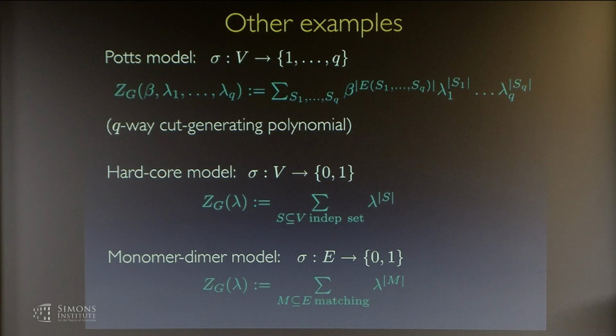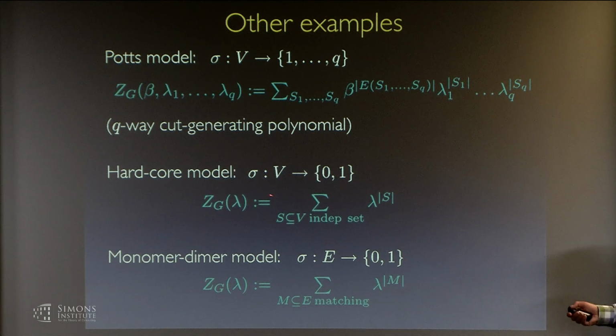So other examples, which I'm not going to talk about in detail, will no doubt come up tomorrow and throughout the semester. For example, in the Potts model, instead of just having 2 spins, it's like a generalization of the Ising model in which you have q different spins. You have a field associated with each spin, and again you're looking at cuts, so you count edges that connect unequal spins. So it's like a q-way cut generating polynomial.